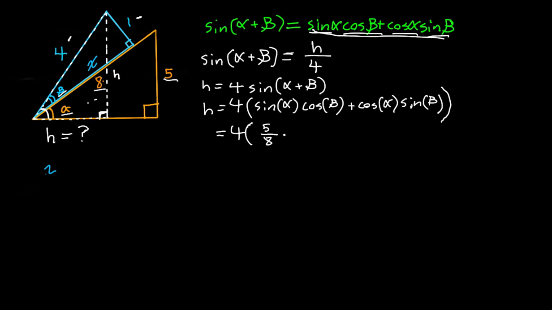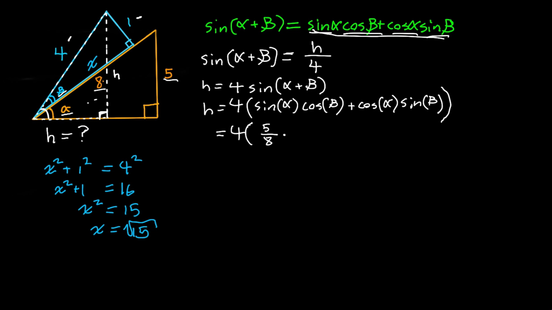We know that x squared plus 1 squared is going to be equal to 4 squared. So 16 is equal to x squared plus 1, or x squared is equal to 15, x is equal to square root of 15. There we go. All right, so the adjacent side is square root of 15.